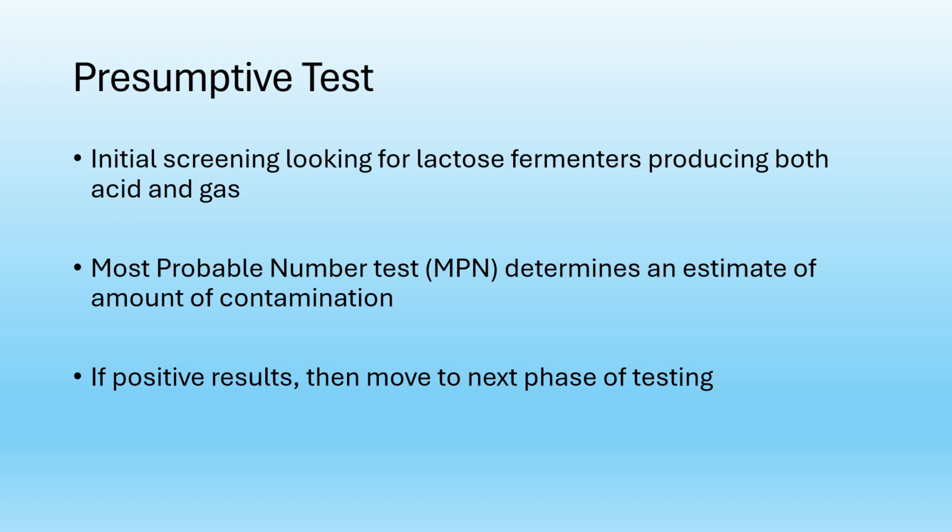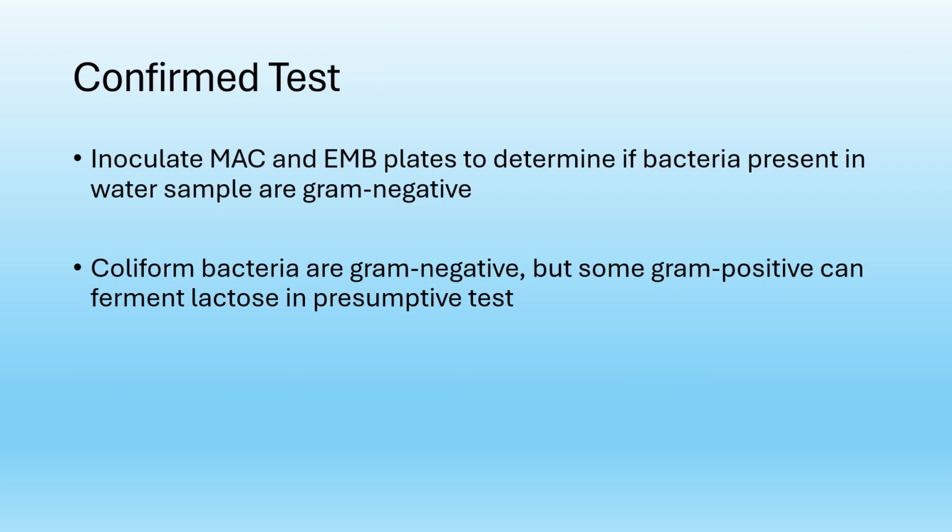That's just an estimate. It's not an exact number of how many bacteria are in the water sample, but it's just an estimate. If the results were negative, the water is fine to drink, and you don't move on. But if the results are positive, then you have to move on to the second phase, which is the confirmed test.